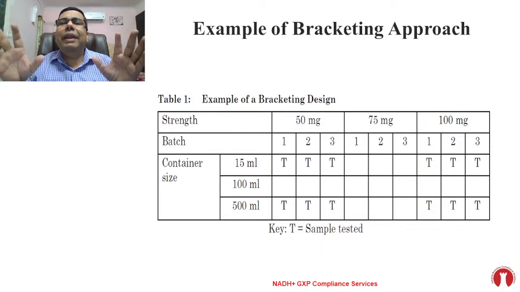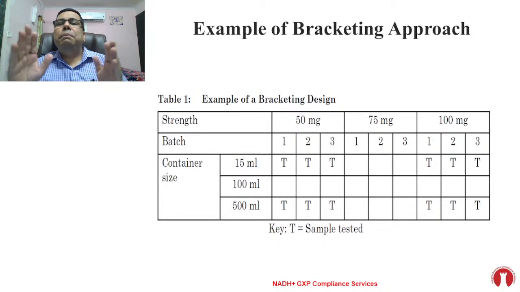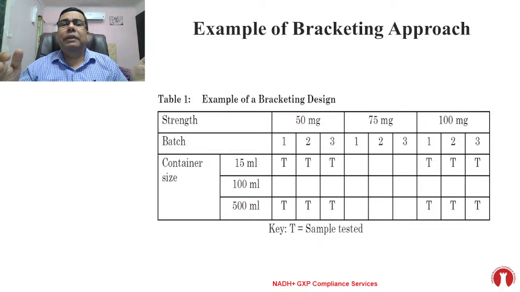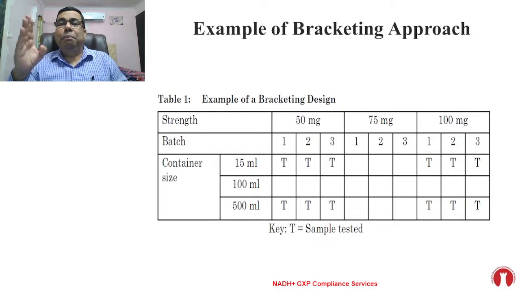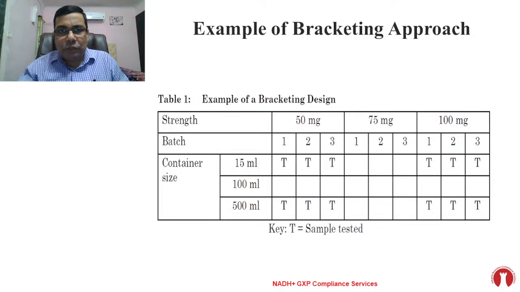So a simple bracketing design approach is explained here. Suppose there are three strengths: 50 milligram, 75 milligram, and 100 milligram, and each strength has three pack styles: 15 ml, 100 ml, and 500 ml. And for each pack style, there are suppose three batches, right? Let us say the 50 milligram strength has three packs, and each pack will have a separate batch. So that is the scenario displayed here: three different strengths, three different packs, and each having three different batches.